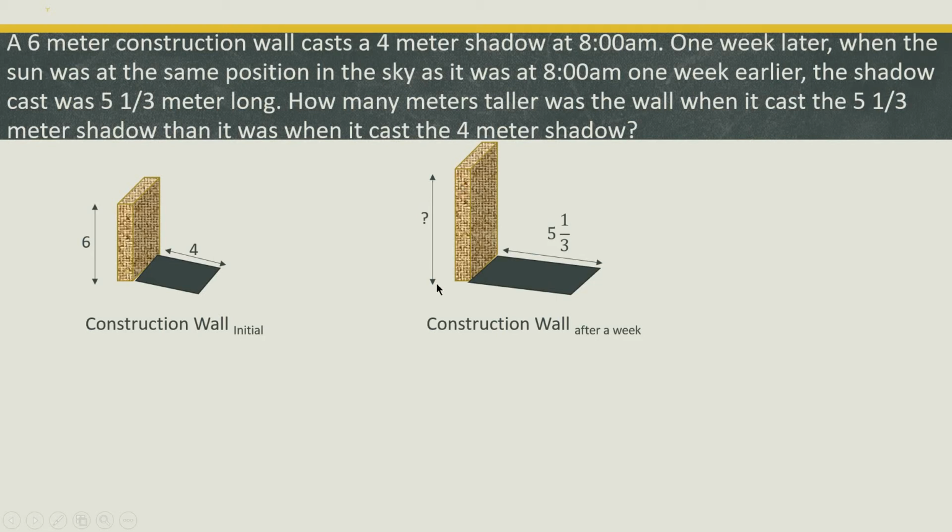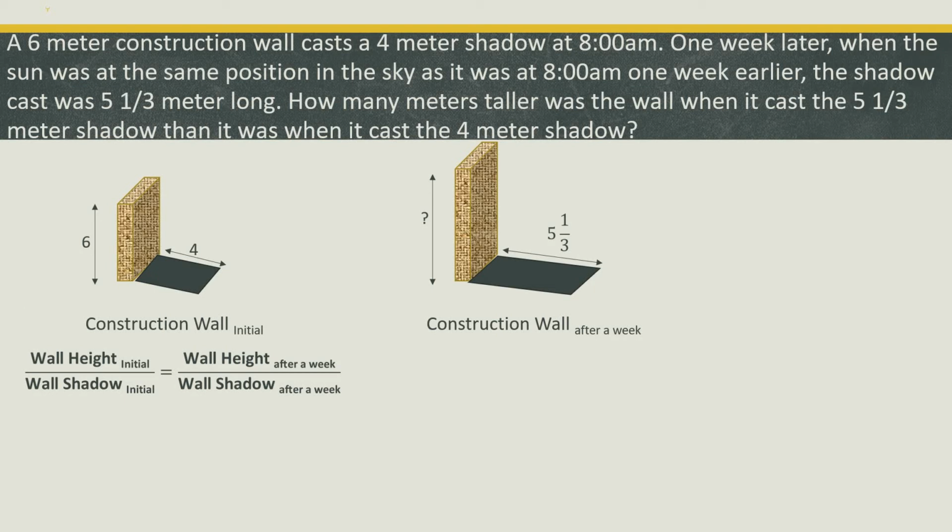In order to do that, first we have to find the height of the new wall, and then find the difference between the new wall and the initial wall. For this, it's a ratio problem. The initial wall height by the initial wall shadow is of the same ratio as the wall height after a week by the wall shadow after a week. The reason this is equal is we have been given the condition that in both the cases the sun was at the same position. The assumption here is that it's going to have the same amount of shadow depending on the height.